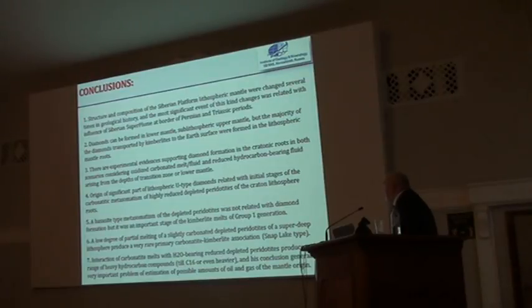A significant part of lithospheric diamonds is related to the initial stage of carbonatitic and metasomatic metasomatism of highly reduced depleted peridotites of the cratonic roots. The interaction of carbonated melts with H2O and reduced depleted peridotites produces a wide range of heavy hydrocarbon compounds, C16 or even heavier. These conclusions generate a very important problem: estimating the possible amounts of oil and gas of mantle origin. Thank you.